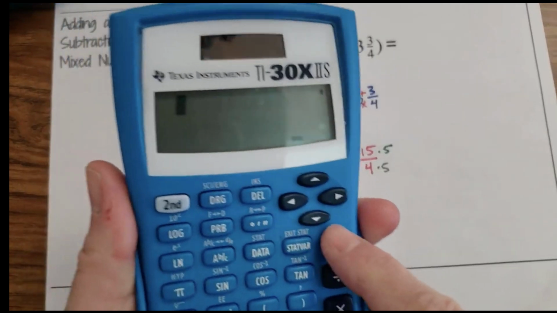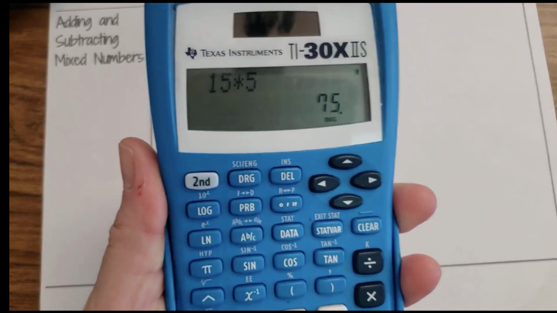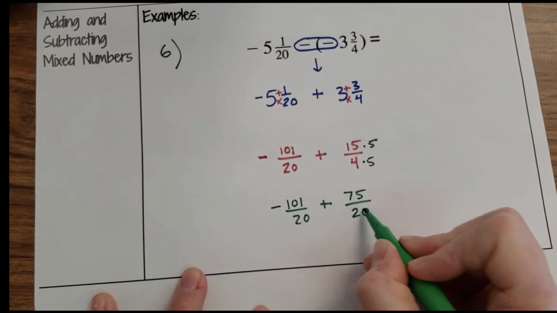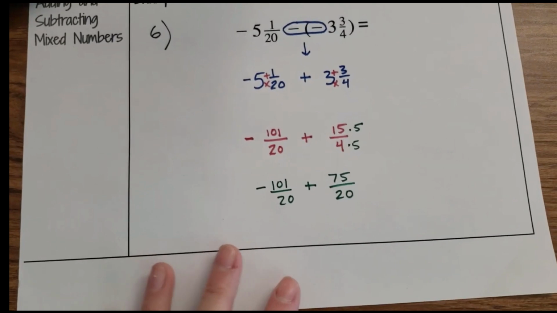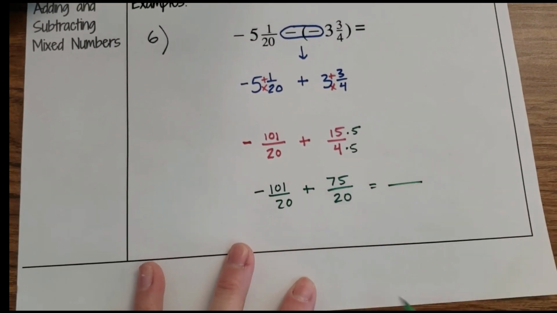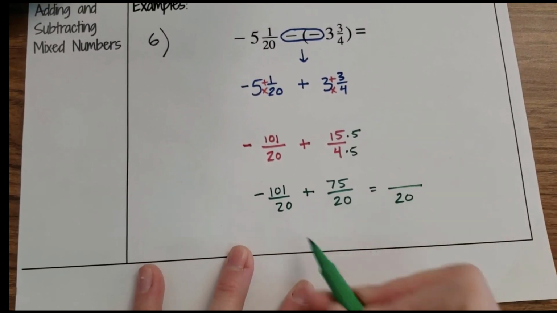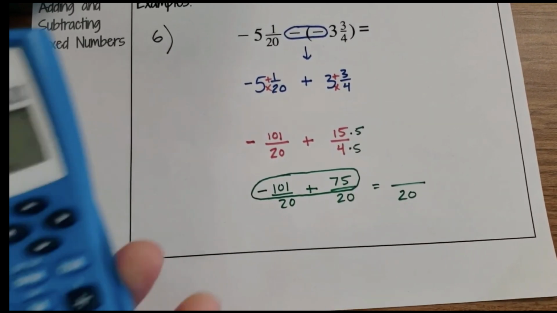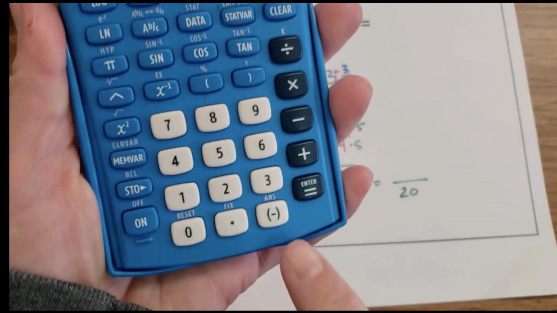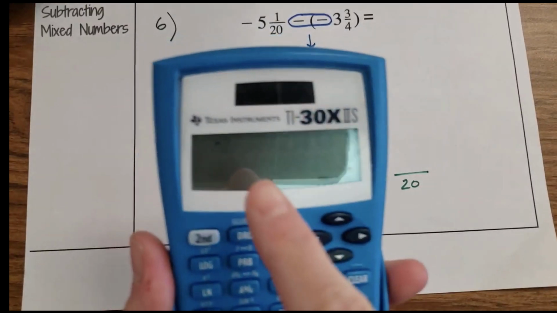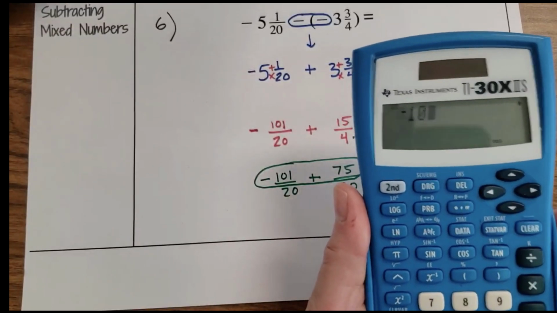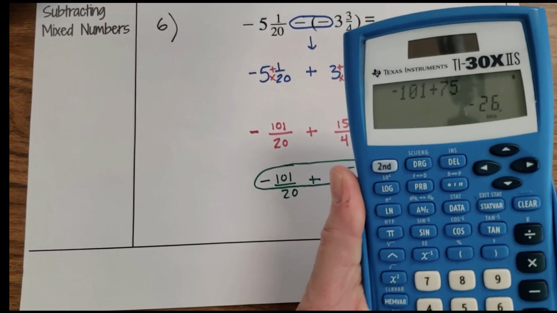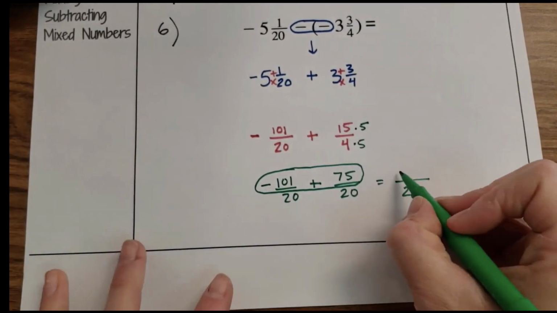If you don't know what 15 times 5 is, we can use a calculator. 15 times 5 is 75. 4 times 5 is 20ths. We've got common denominators, everybody. Woohoo! All right, let's go ahead and add 20ths. We're going to keep 20ths, but we're just going to look at the numerators here. This is what we're adding. So you might need a calculator for this, and that's okay. Remember the negative sign. We want to put negative, and that's 101. And then we want to add 75. My calculator says negative 26.